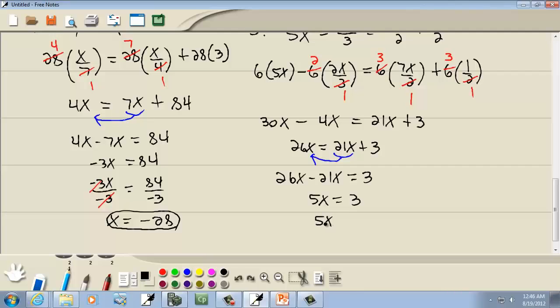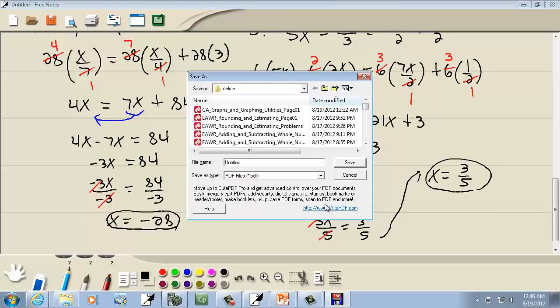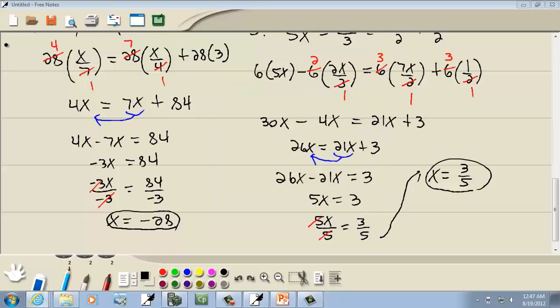And last step, divide both sides by the number in front of your x, which is a 5. And those 5's cancel. And we got x is equal to 3/5. And that's our answer. Let me save that page. Equations, page 01. There we go.